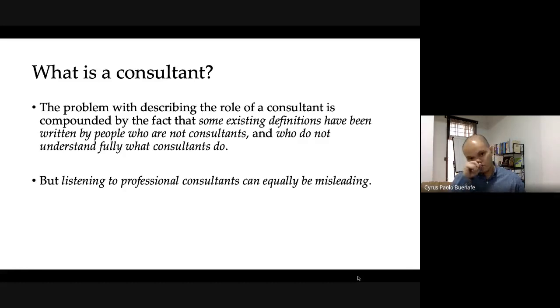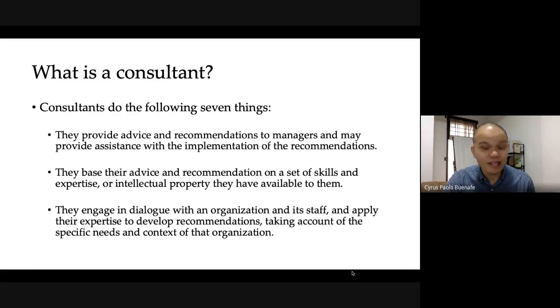So where do we get the basis now in defining what a consultant is? Well, we'll try our best to come up with the idea of what a consultant does. So we try to do some sort of reverse engineering, a reverse step, if you may, before we define what a consultant is. We try to find out what a consultant does. And hopefully, the activities of the consultant can give us a good grounding on what the consultant is.